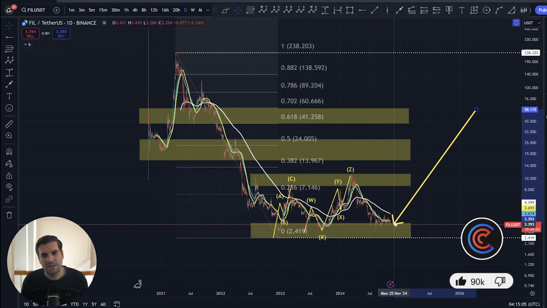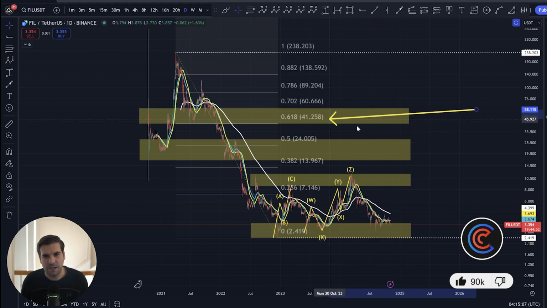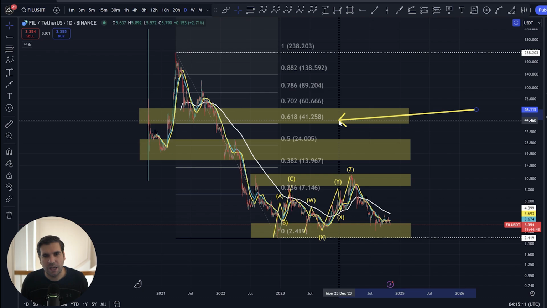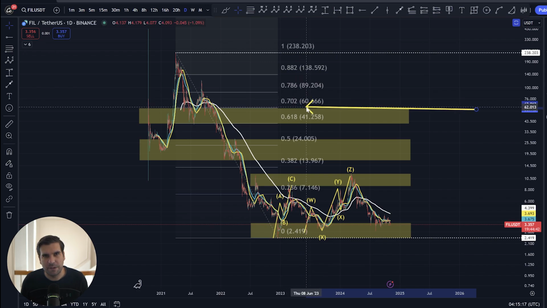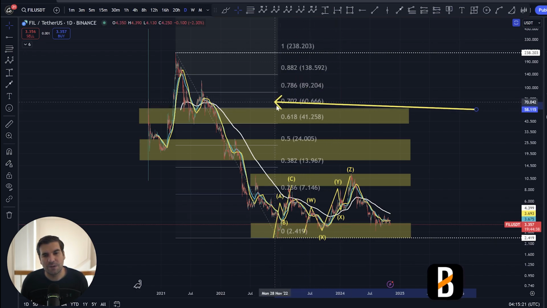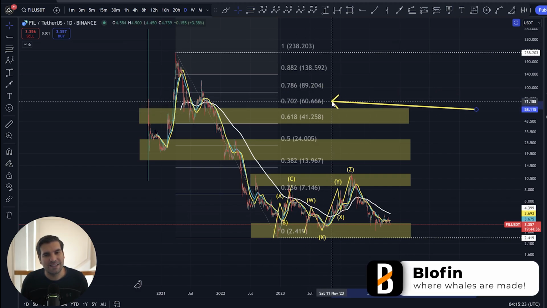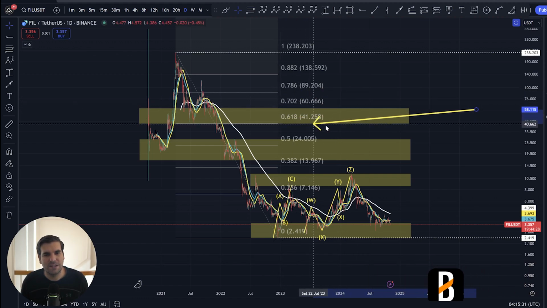Now as the price is lower than the 0.618, we would expect price to rally up to $41.258 and find resistance, and it will be a major bit of resistance. The 0.702 is not technically a Fibonacci sequencing number, but Bitcoin likes to react to a 0.702. So that's $60.666 for all those people out there who are superstitious. Yes, that's 666.